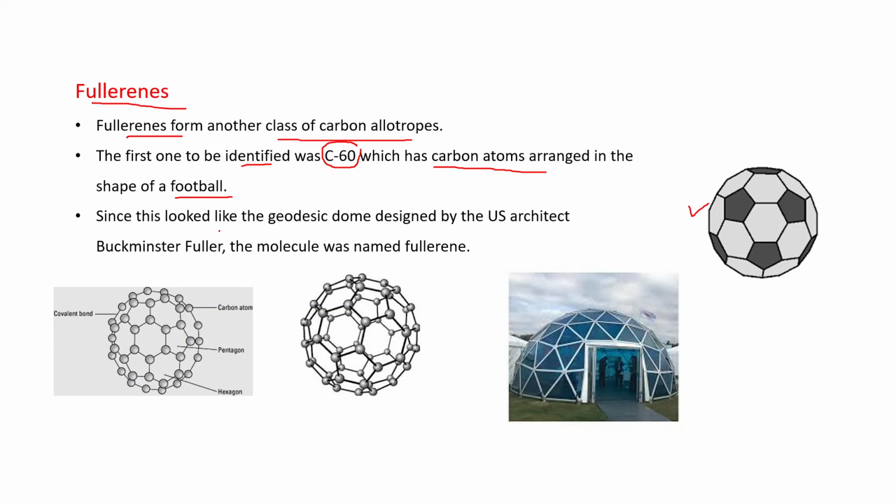Why is this called fullerene? Since this looked like the geodesic dome designed by the US architect Buckminster Fuller, the molecule was named fullerene. You can say these are the domes. And you can say this is the structure of fullerene C60. This is also C60. Its structure looks like this. That's why this is known as fullerene.